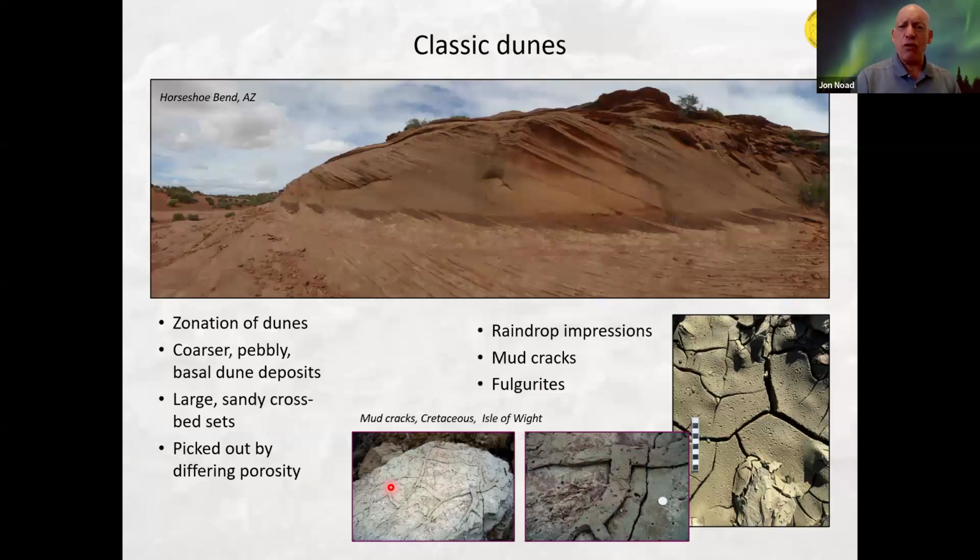So this is a classic dune from Horseshoe Bend in Arizona. What you can see here is that you've got a coarser layer at the base, and that's why it's got this darker color, because it's actually soaked up some water. And then overlying that, you have these beautiful giant crossbeds here. They do look a bit like trough crossbeds, but the difference is you have this bright red color here. You don't see a lot of overbank mudstones. It's really just pure sand on sand on sand.